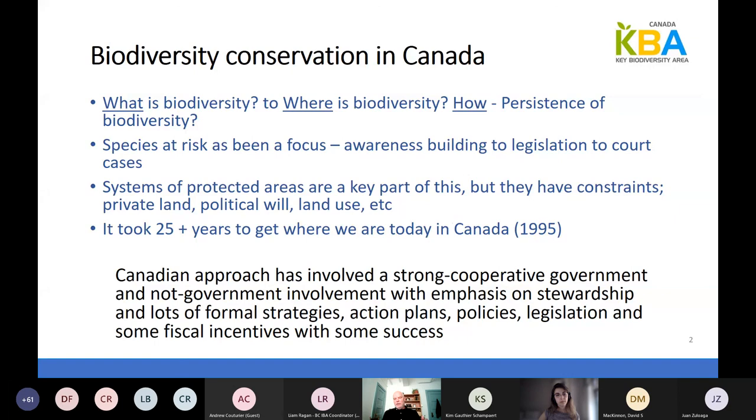It's taken us 25 years to get from when we started talking about biodiversity to where we are today. So I just wanted people to keep that timeline in mind, because even though in a couple of years we're going to have an amazing data source to influence biodiversity conservation, it's going to take a long time to integrate it into what's going on. And the last bit of text at the bottom of that slide is my description of what was a very strong and positive approach to both biodiversity and species at risk. That's kind of how we've done it. There's a strong cooperative government approach, but a huge non-government involvement as well. Next slide, please.